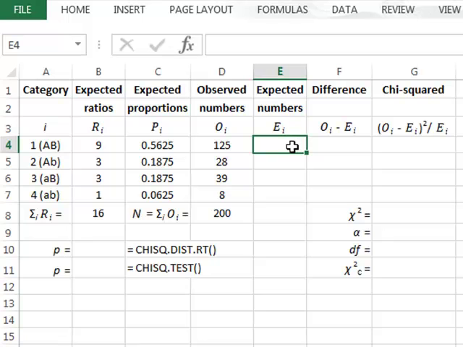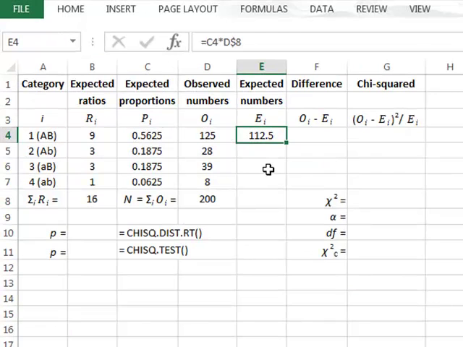So for the first category, the expected number will be a proportion in C4 multiplied by the total number 200 in D8. Again, we will put a $ sign in front of the 8, giving us an expected number of 112.5 in the first category, as opposed to the observed number of 125.